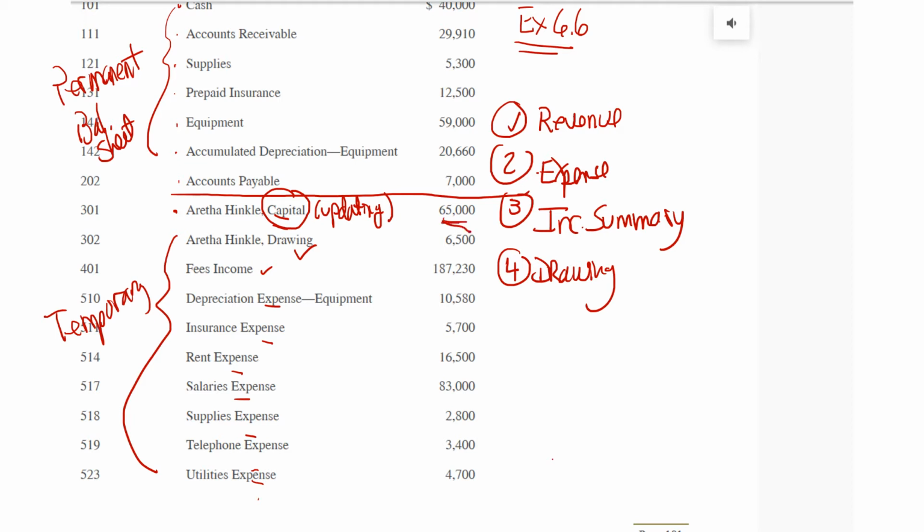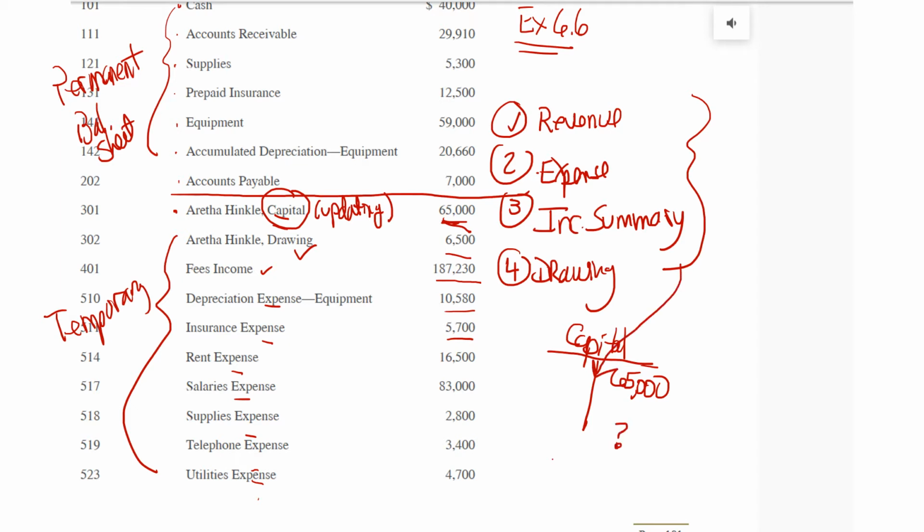And then note the balances. Capital has $65,000, drawing $6,500, fees income, which is your revenue, is $187,230, depreciation expense is $10,580, insurance expense $5,700, and so forth. Just remember, these are the amounts that are right now appearing in your ledger. So remember, we're using the T account concept for our ledger. For example, capital would right now have a credit balance of $65,000. And then once we go through all these 4 different closing entries, everything's going to be transferred into capital, and then we're going to get a new balance, and then we're going to be done.